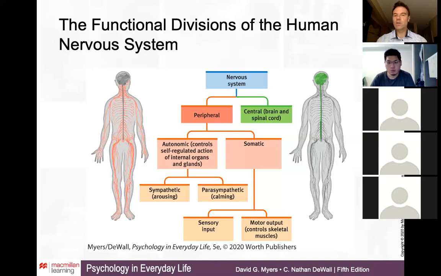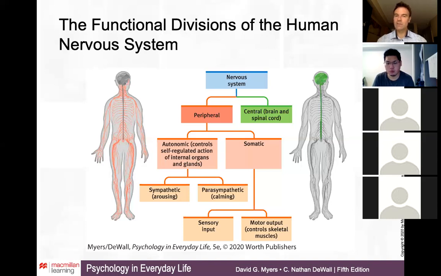And then the autonomic nervous system splits into sympathetic and parasympathetic. So the sympathetic system arouses the human body to perform specific actions or behaviors. And the parasympathetic has the opposite effect, and it has the effect of calming the body or various organs in your body.